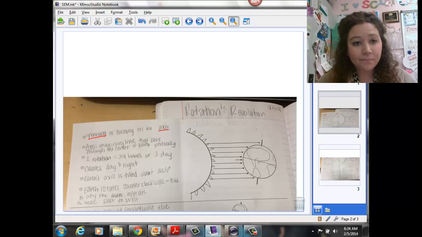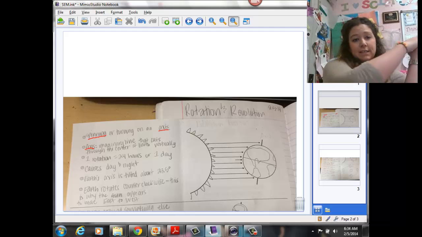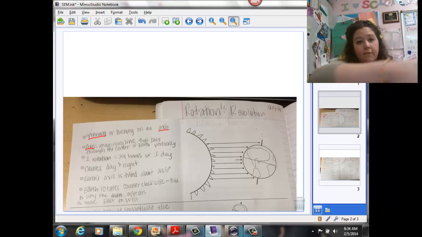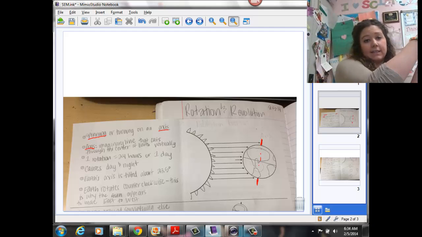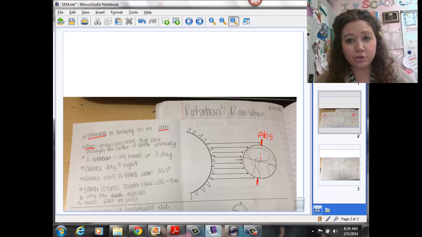So like I said, rotation is simply spinning or turning on its axis. An axis is an imaginary line going down vertically from the top of the earth to the bottom of the earth. We call that its axis, and the axis is what it spins on. And that axis is going to be super, super important to realize. So you want to go ahead and label that in your journal.